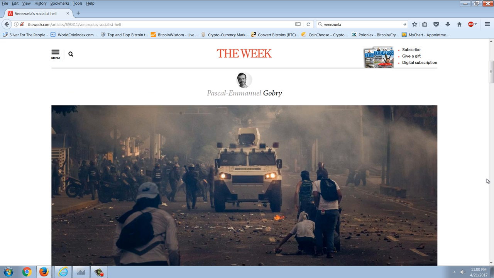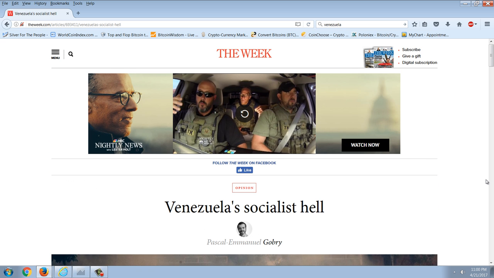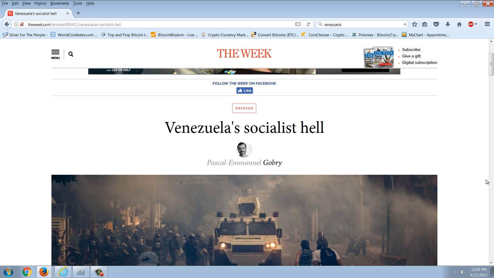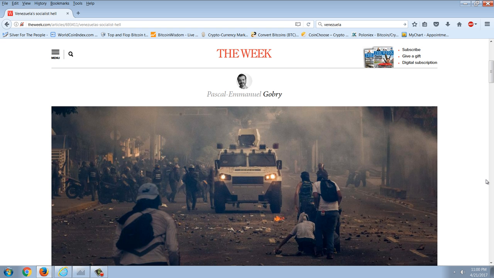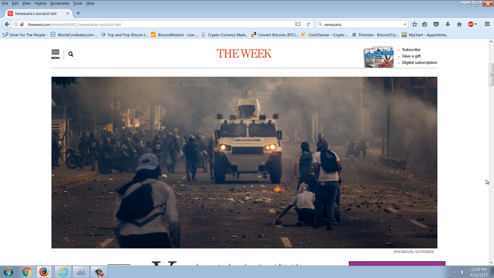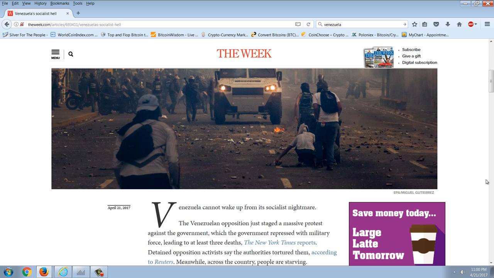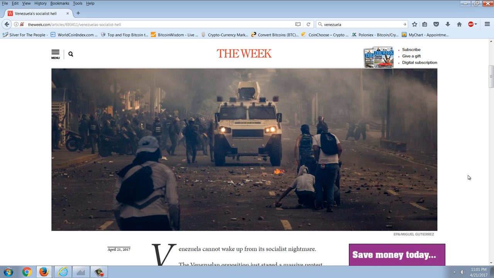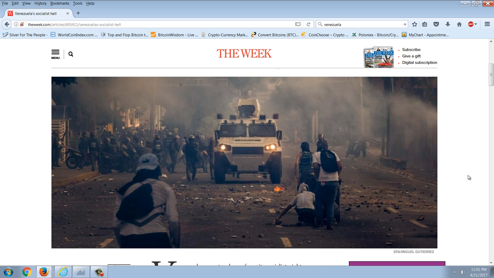And this is the latest article from theweek.com, Venezuela's socialist hell. And this is from Pascal Emmanuel Gobri, probably a Venezuelan. And of course, we have more protests. People are literally, not figuratively, but literally starving to death in Venezuela. That's how bad it is. That's how bad it is when you have an evil, corrupt government that suppresses free market forces.